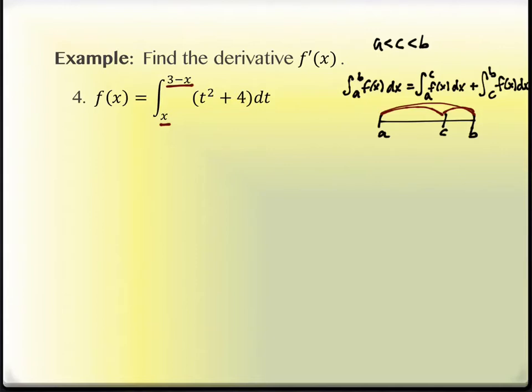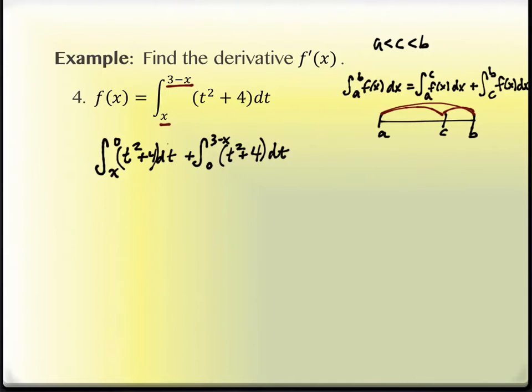What we end up doing is taking our first integral and it will go from x to some constant. And the reality is it doesn't even matter what the constant is. So we might as well use 0 because it doesn't matter. And I'm going to write down the same function inside, t squared plus 4 dt. And then my second integral is going to go from that 0 up to 3 minus x of t squared plus 4 dt. So I'm just separating it into two pieces.